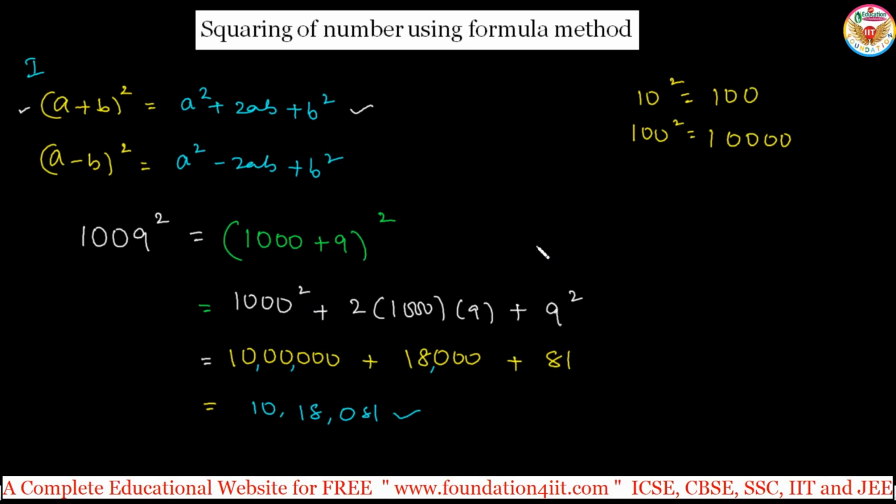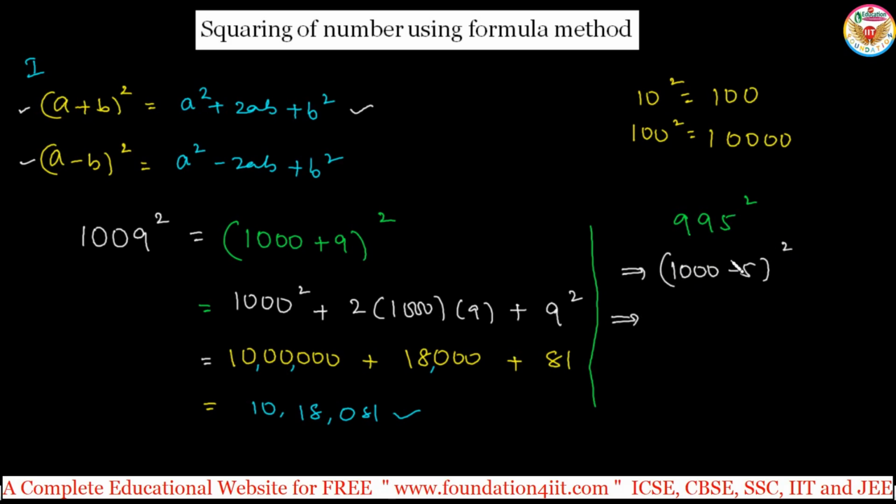Let us take one more example. Instead of a number more than a power of 10, if you take a smaller number, let's take 995 square. How to find this value? For this, it is 1000 minus 5, so the second formula will apply. This is very close to 1000, no? So (1000 minus 5) square.